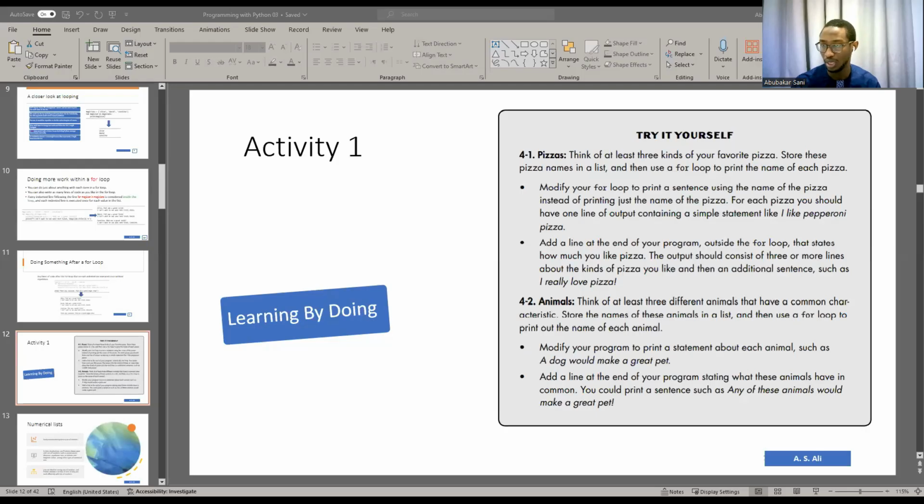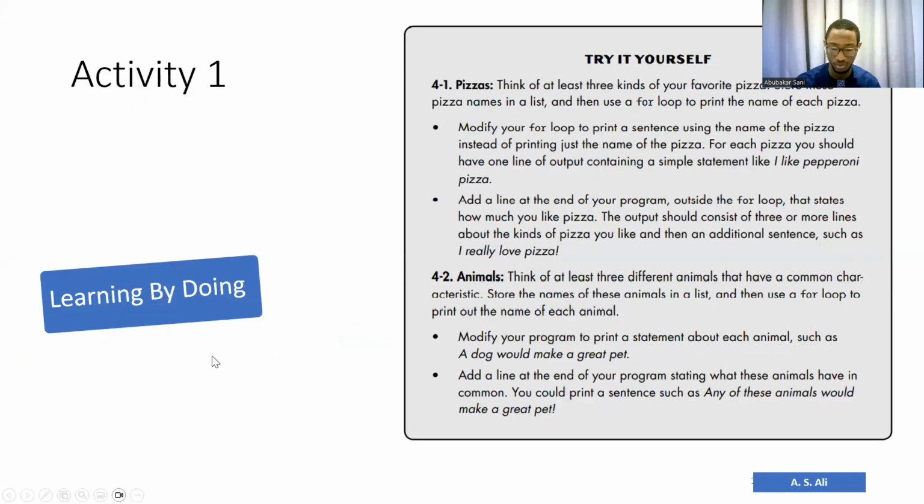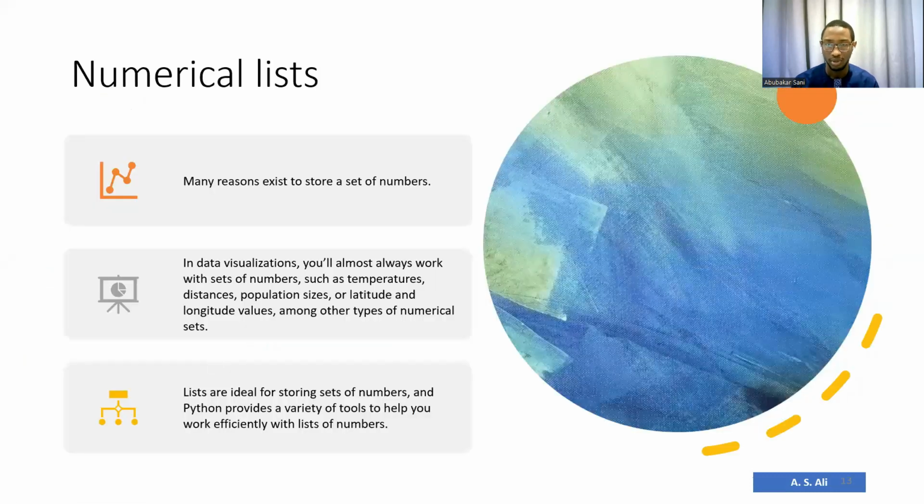Okay, so the next thing we would like to look at is what is called a numerical list. We have known that computers are very good with numbers, and most of the time we like to store a huge set of numbers. For example, if you are going to do things that have to do with data visualizations, you will always work with sets of numbers, for example temperatures, distances, population sizes, and so on. And lists are ideal for storing such sets of numbers.